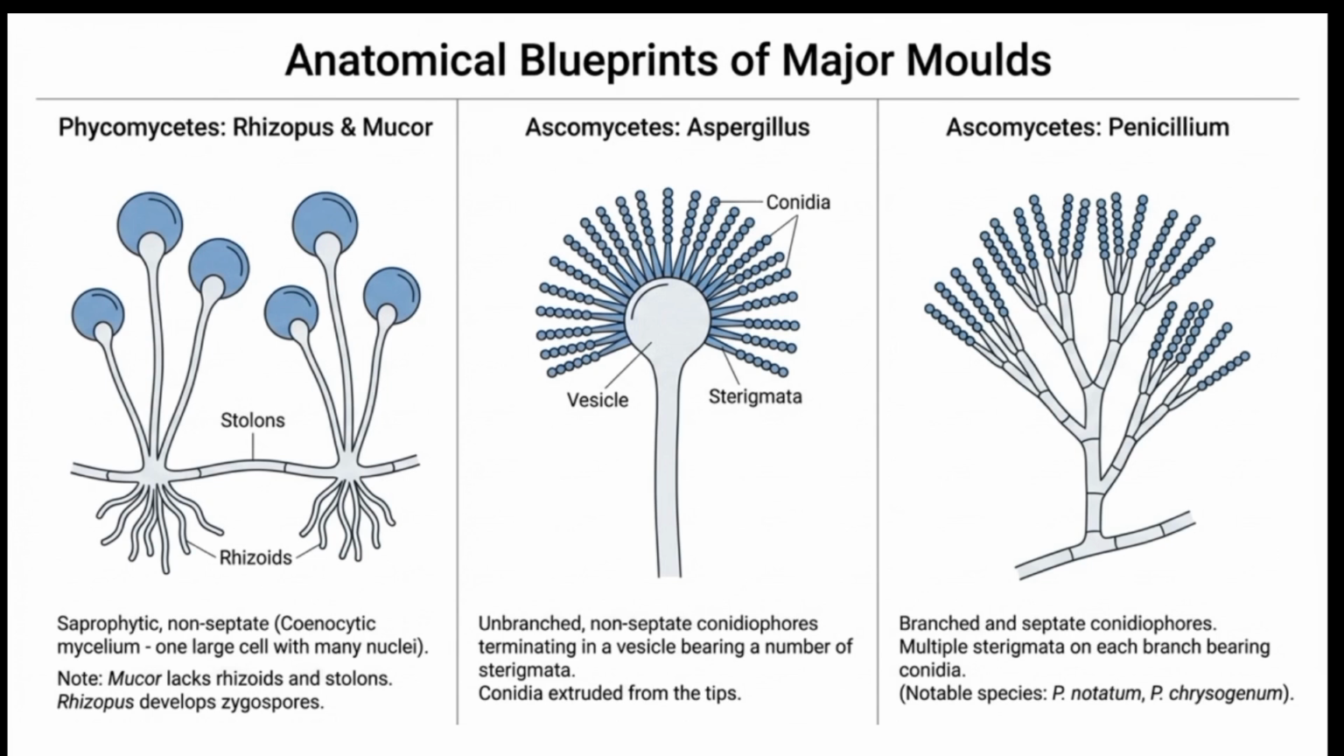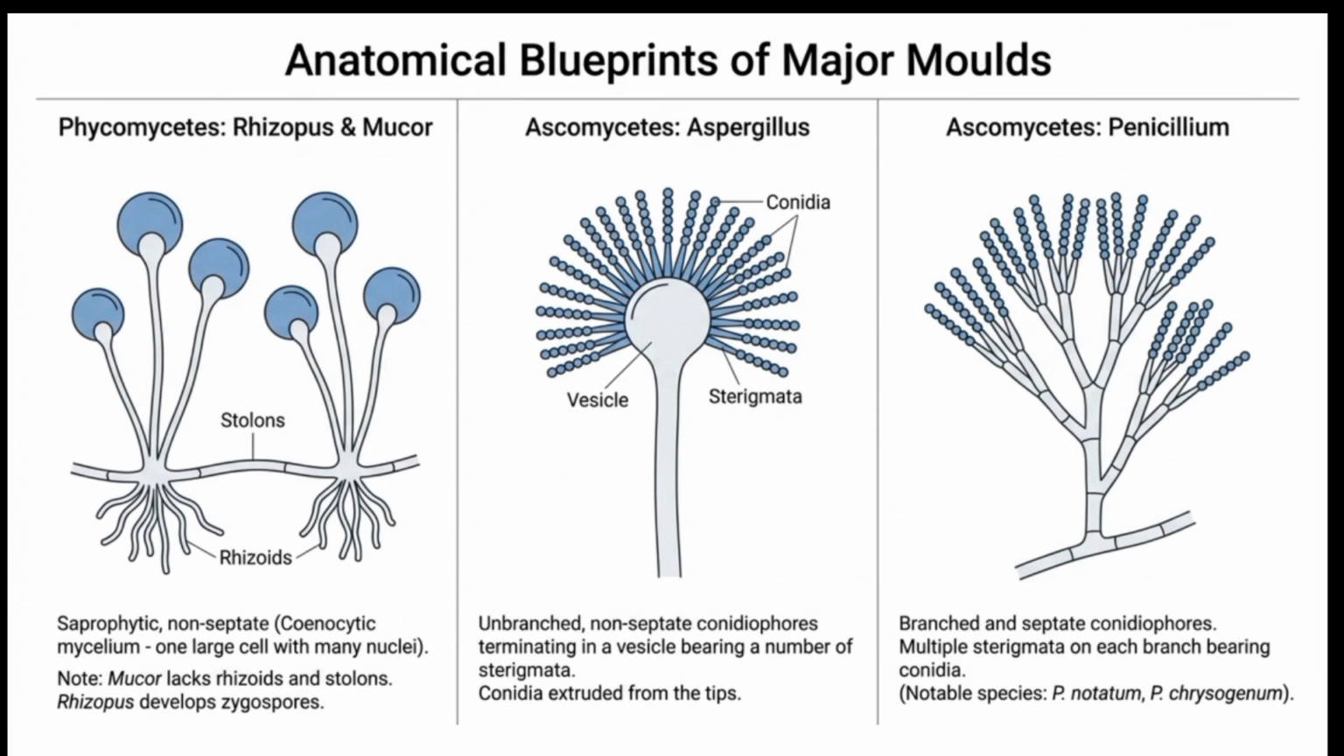When you look at the major molds under a microscope, they look like bizarre alien vegetation. Take the Phycomycetes, which include genera like Rhizopus and Mucor. These are non-septate, meaning their tubes don't have walls dividing the cells. Right, they are coenocytic. Essentially one giant, continuous microscopic hose filled with hundreds of nuclei sharing the exact same cytoplasm. It's a very unique architecture. And Rhizopus anchors itself with root-like structures called rhizoids connected by stolons, while Mucor operates without those anchors entirely.